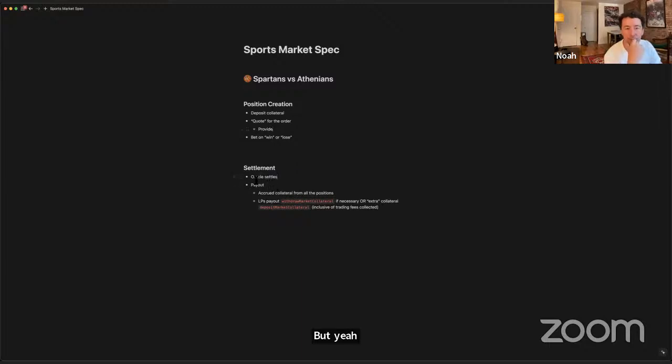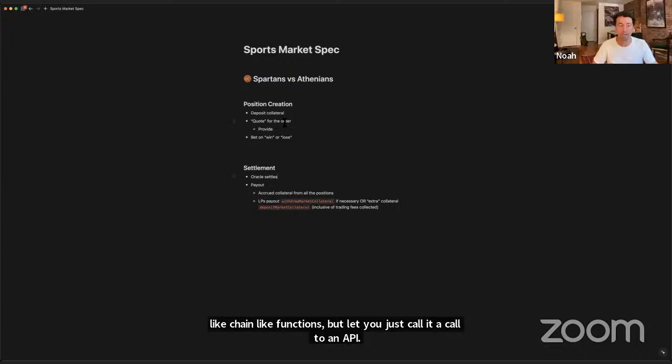Cool. So when the game ends, the oracle system, which could be, I don't know if there are consumer oracles for sports stuff currently, but there's decentralized compute things. I think Chainlink Functions would let you just call an API, a Web2 API. So this settlement would occur and then this payout gets calculated.